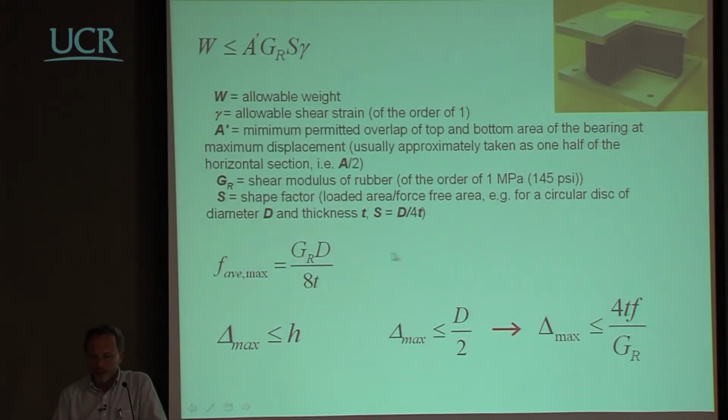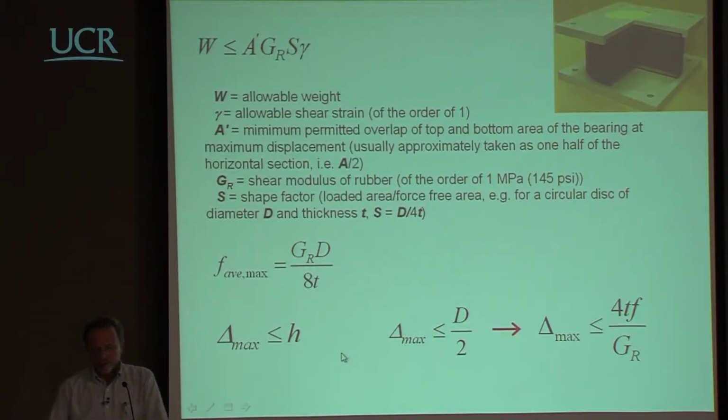This aspect ratio depends on the diameter and on the thickness, and on this factor here, which is the deformation capacity in shear of the rubber. This shear modulus is in the range of 1 megapascal for rubber. This gamma factor is in the range of 1. So as you can see, the only real variable is this factor here.